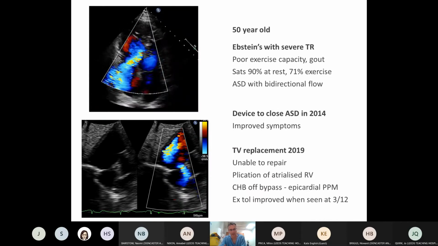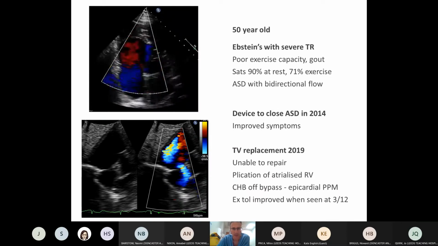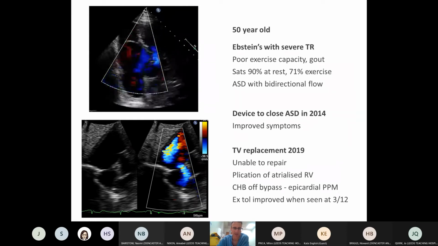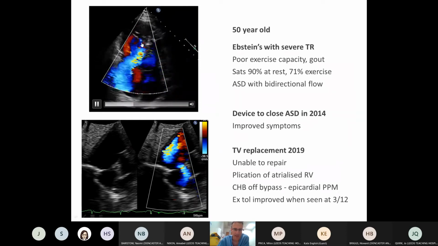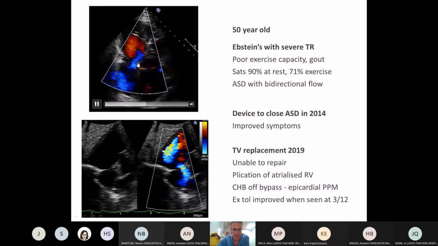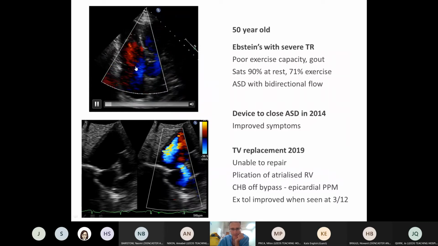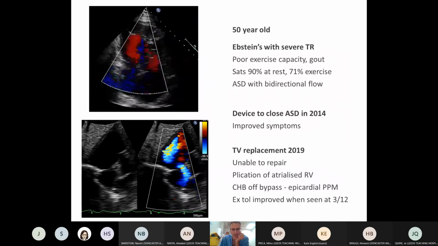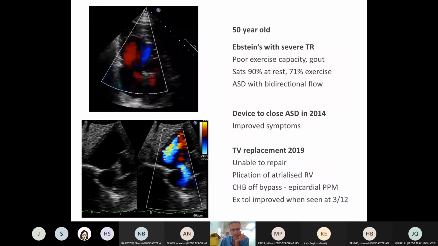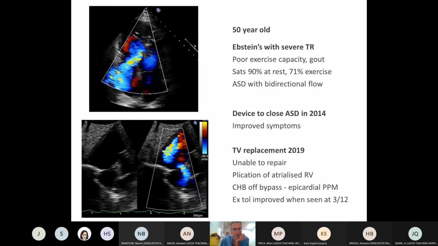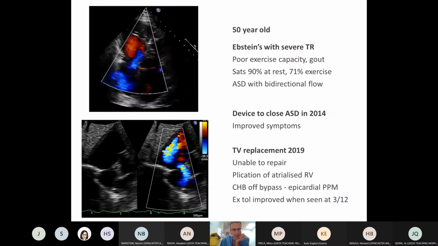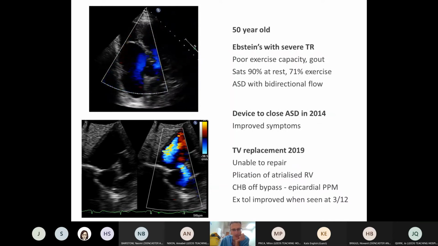That said, we have done that a few times, and here's an example of a 50-year-old. You can see here the Ebstein's echo, the apical displacement of the tricuspid valve, and the very severe jet of tricuspid regurgitation. She had pretty limited exercise capacity. She had gout, which was related to her systemic desaturation. Sats were 90% at rest and 71% on exercise, and she had bidirectional flow through an interatrial communication.